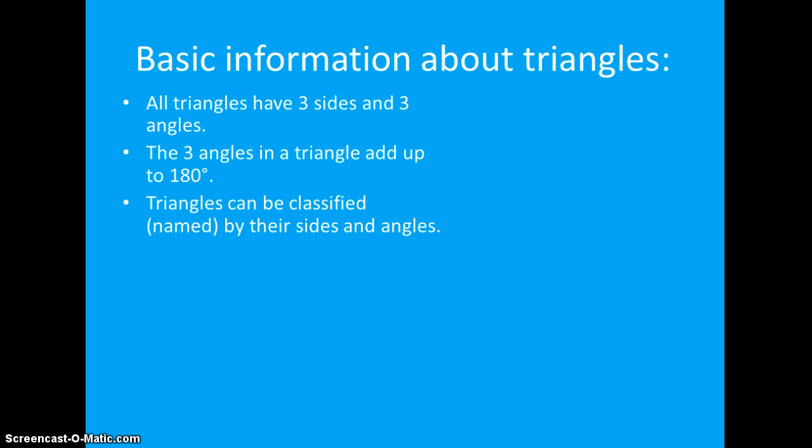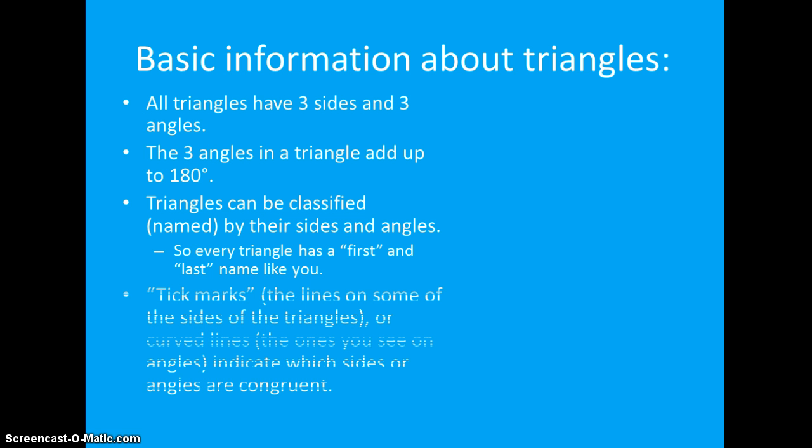The 3 angles in a triangle always add up to 180 degrees. Triangles can be classified or named by their sides and their angles. So if we are able to name triangles by their sides and their angles, you can think of that as a triangle having a first and a last name like you. You can always give them 2 names, a first and a last name, their side name and their angle name.